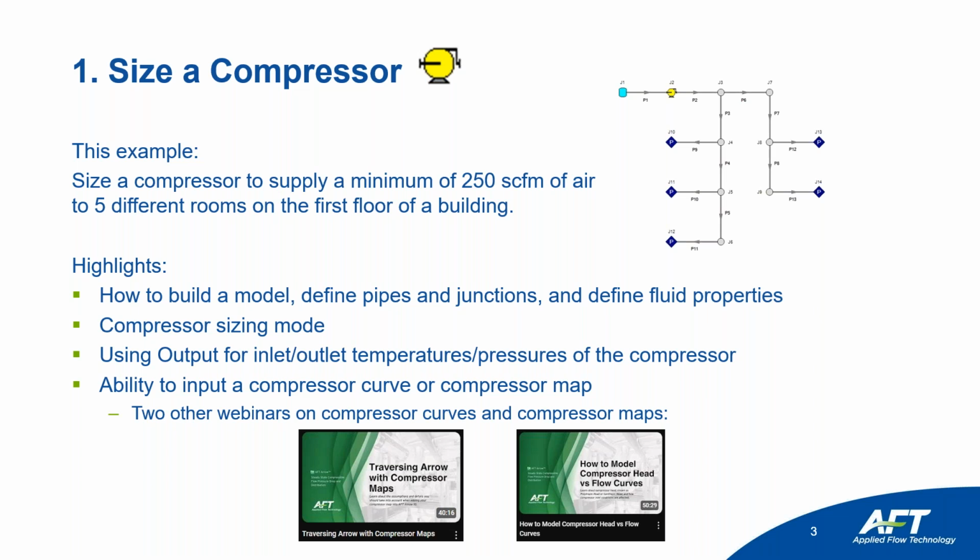So getting into it, number 1, we're going to be looking at how to size a compressor in AFT Arrow. This is the model that we're going to be looking at in just a second. I'll switch to the software. And the purpose of this is going to emulate the first floor of a building. Each one of these pressure junctions right here is going to represent a room in that building, and we're trying to size this compressor right here in order to achieve a minimum flow rate of 250 SCFM of air to each one of these 5 rooms.